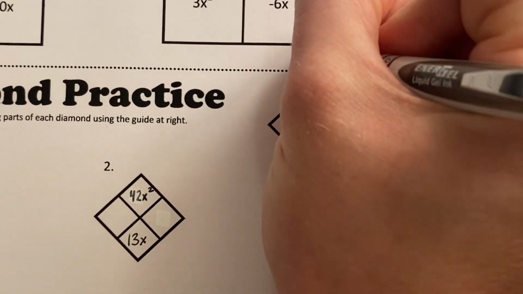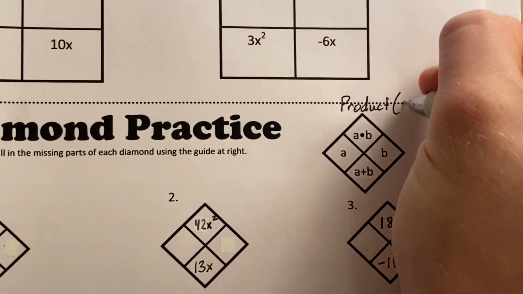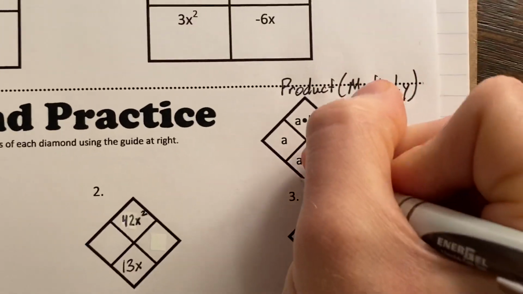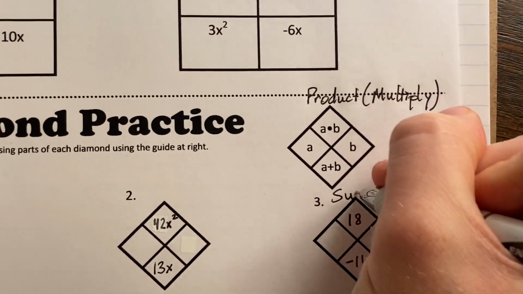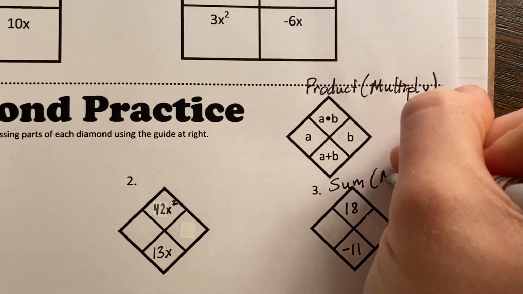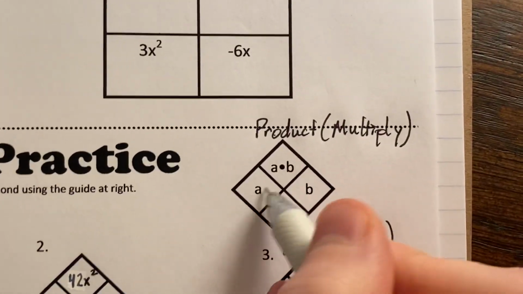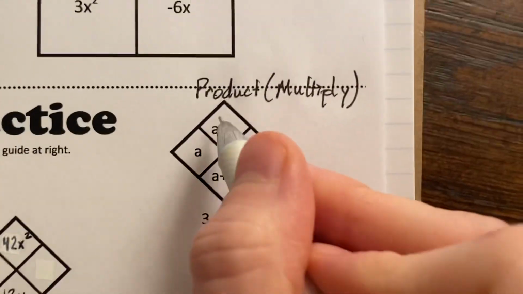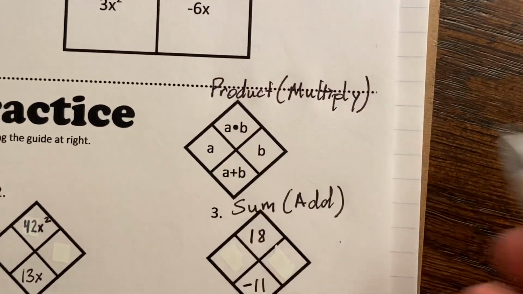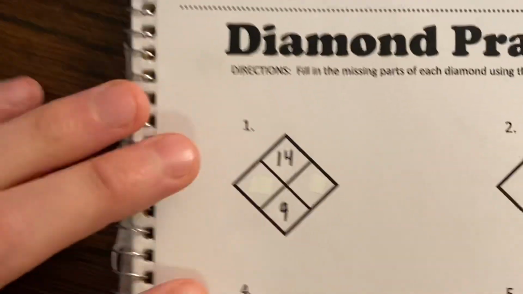So we're going to say the top is your product, where you have to multiply. The bottom is your sum, where you have to add. Okay? So you have to figure out what these two numbers are going to be. These numbers have to multiply to give you the top, and they have to add to give you the bottom. That's how you solve a diamond problem. So let's try an example. It'll make more sense when we do that.